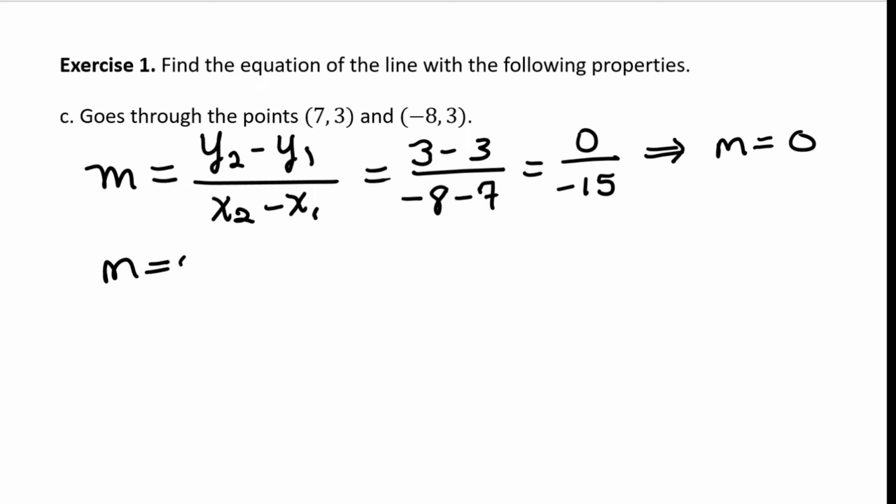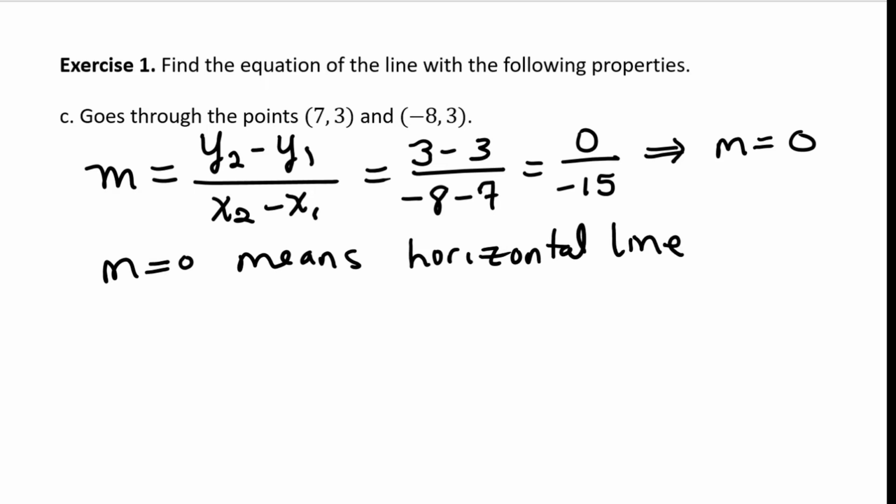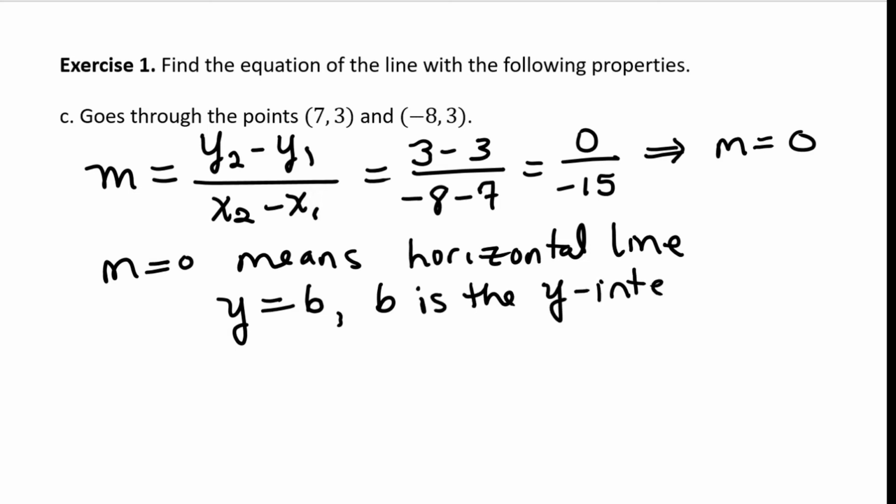Furthermore, a slope of 0 means you have a horizontal line. And for the equation of a horizontal line, you can just do y equals b. Remember, m is 0 and b is the y-intercept. And we know what the y-intercept is because it's the same value for both of the two ordered pairs given, which is 3. So the equation of the line is y equals 3.